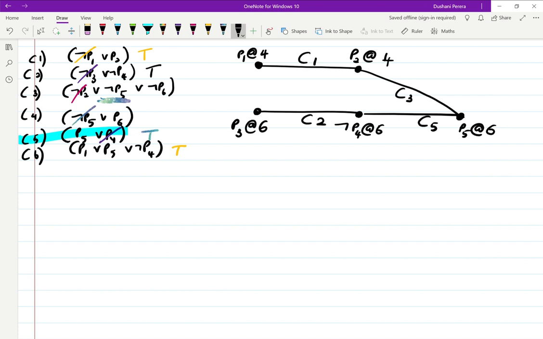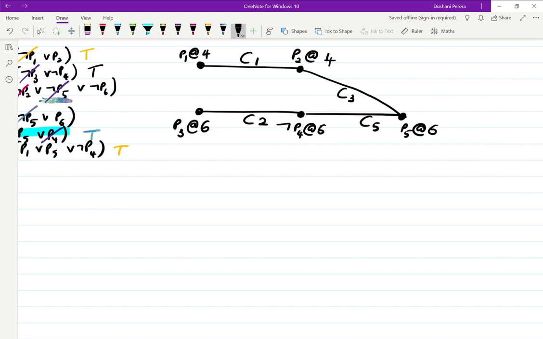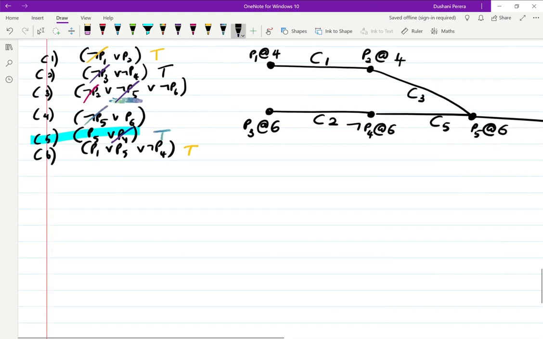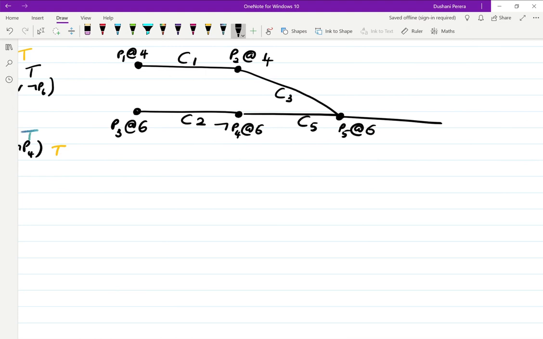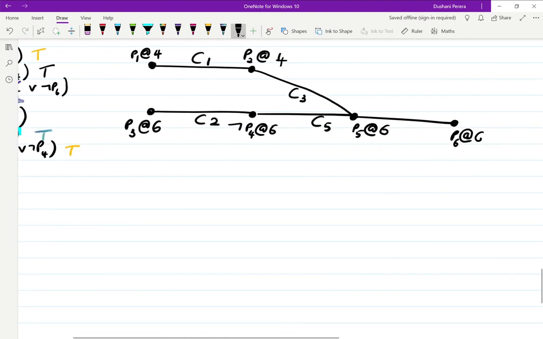So when we talk about C3, when P5 is true, this gets cancelled. And what's remaining is P6. Since we have only P6 left, let's say in this node that P6 is true at decision level 6. When it is true, C4 will be true.